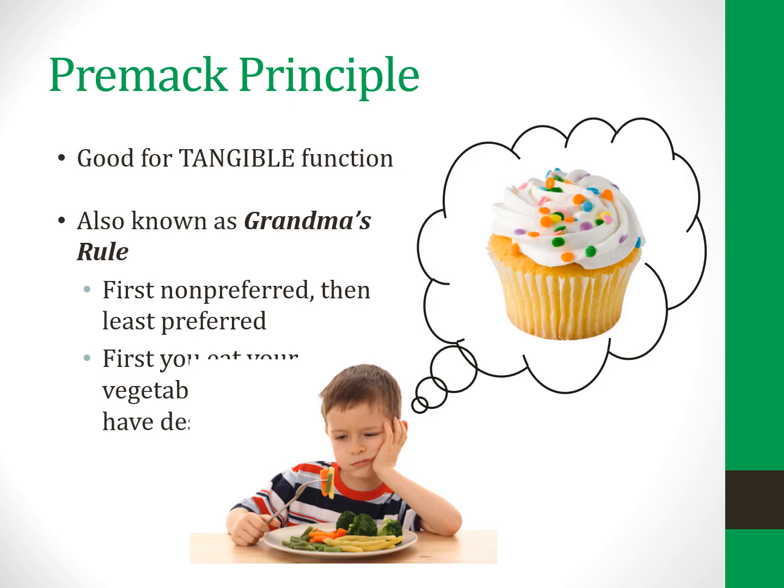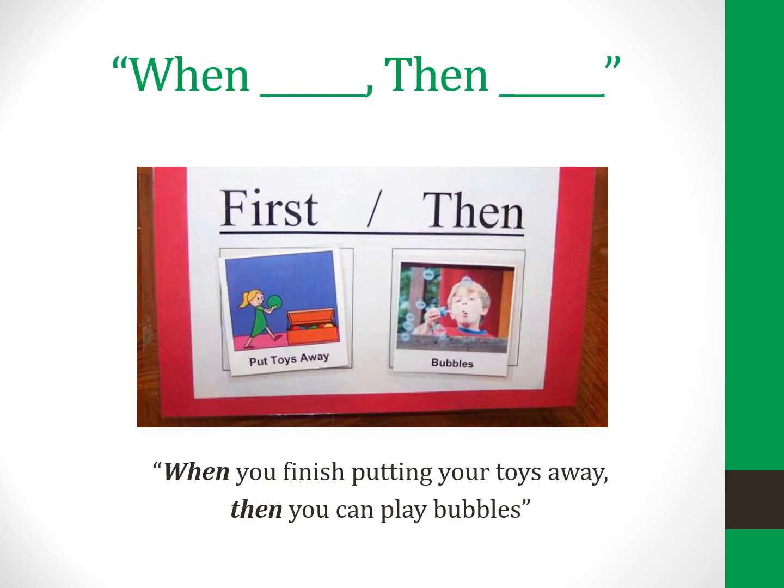Another strategy that we use a lot when it comes to preventing behavior is called the Premack Principle. We also call this Grandma's Rule. So the idea is first you eat your vegetables, then you can have your dessert, right? First you do the non-preferred task or thing, then you get the thing that you really want, the more preferred activity. And an example of that is seen here in visual format. So first put the toys away, then you get to play with the bubbles.